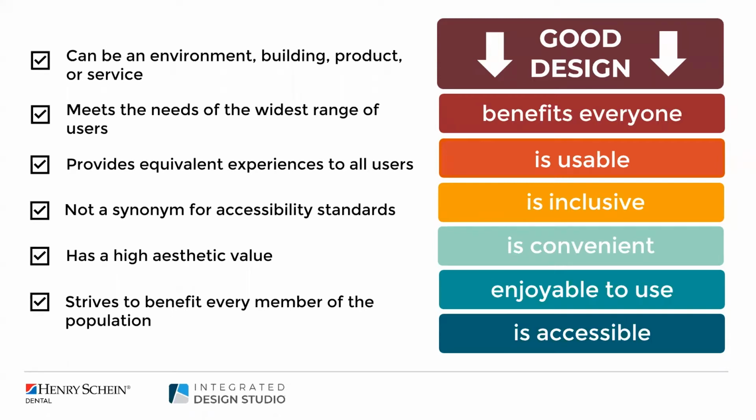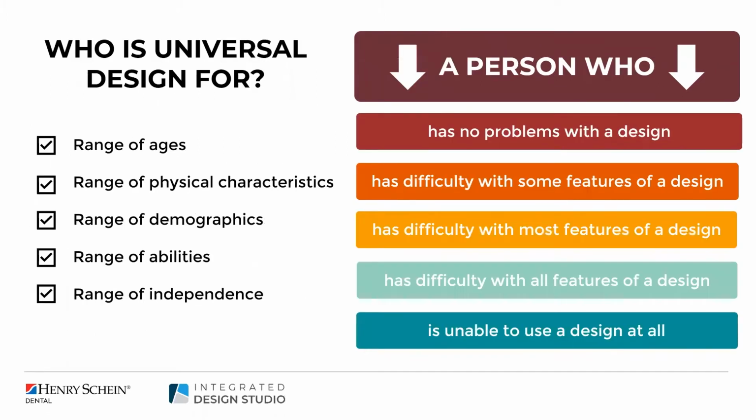It produces work that benefits a wide range of people, is highly usable, inclusive, convenient, enjoyable to use, and accessible to as many people as possible. Who are we designing for when we talk about universal design? In short, it's meant for everyone, whether it be age, physical characteristics, demographics, physical abilities, or a range of independence.